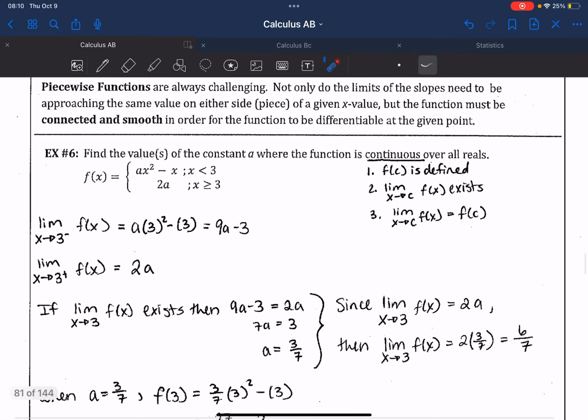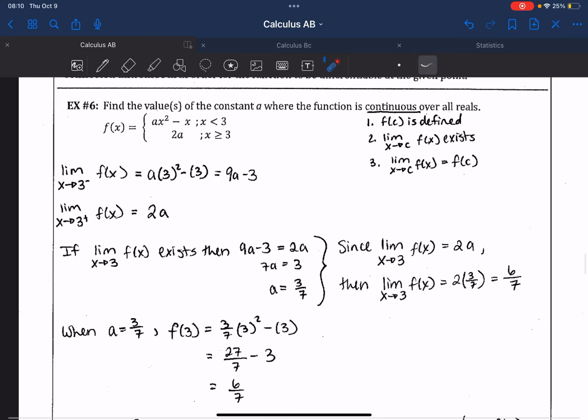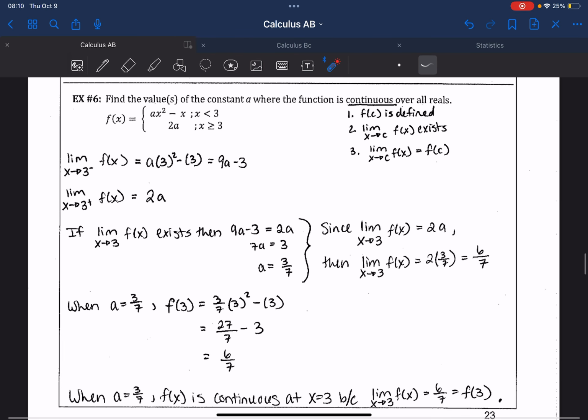Okay, let's see. Example 6 says find the values of the constant a where the function is continuous over all real numbers. So remember, in order to prove that it's continuous, these things need to exist. So f of c is defined, the limit of f of x as x approaches c exists, and also that the limit is equal to f of c. So in order to prove this, we are going to plug in 3 in for x, and then we're going to set these equal to each other.